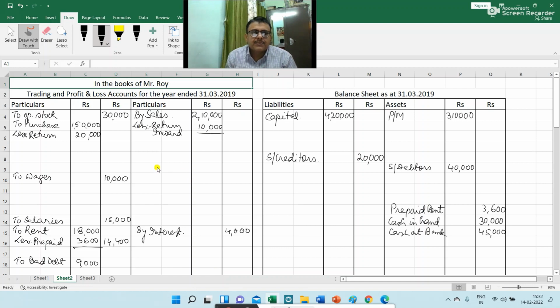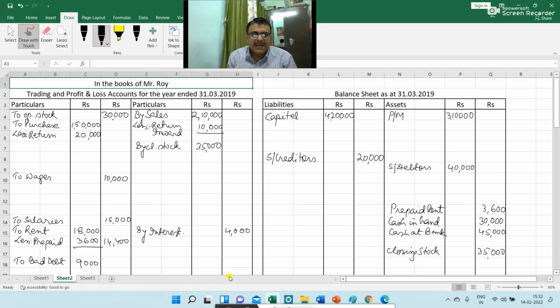So the first item is closing stock. I can safely write here in the trading account "by closing stock 35,000", and on the asset side of your balance sheet I am writing closing stock 35,000.